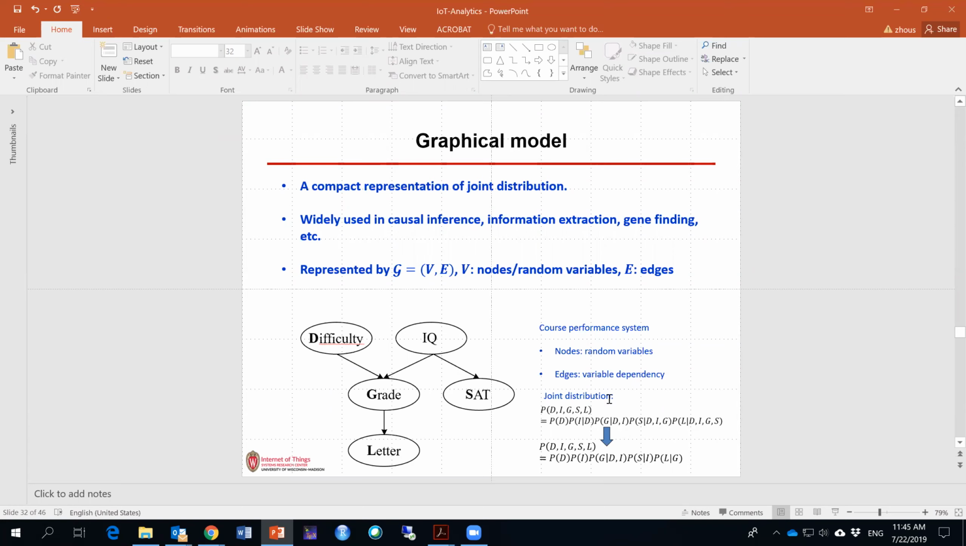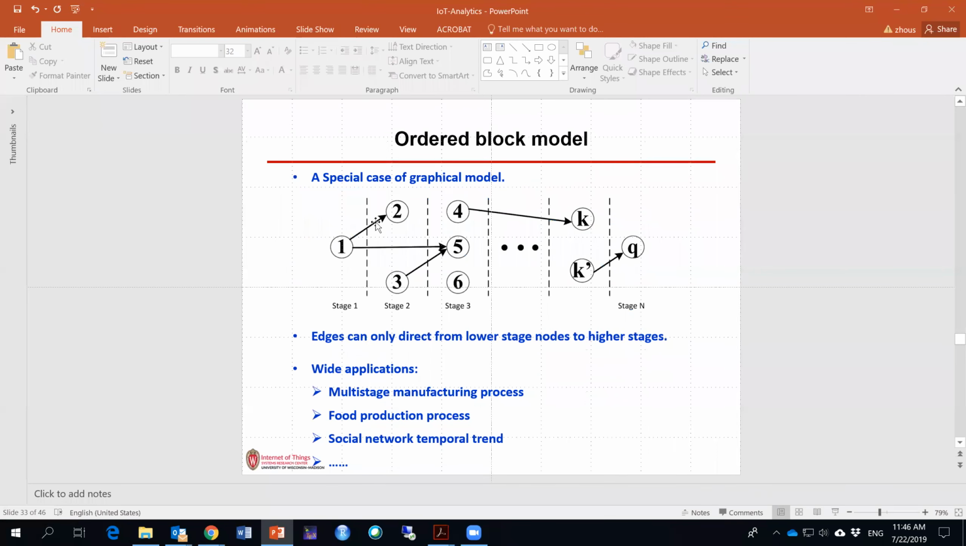And with the graph structure, we can decompose this joint probability distribution into a multiplication of some simple conditional distributions. This is the decomposition without graph structure. You can see the decomposition is relatively more complicated. We have a lot of conditioning variables, but here the conditioning variables are much fewer. So it's a simpler decomposition. So the idea is how can we fit the multiple random variables with this graphical model.